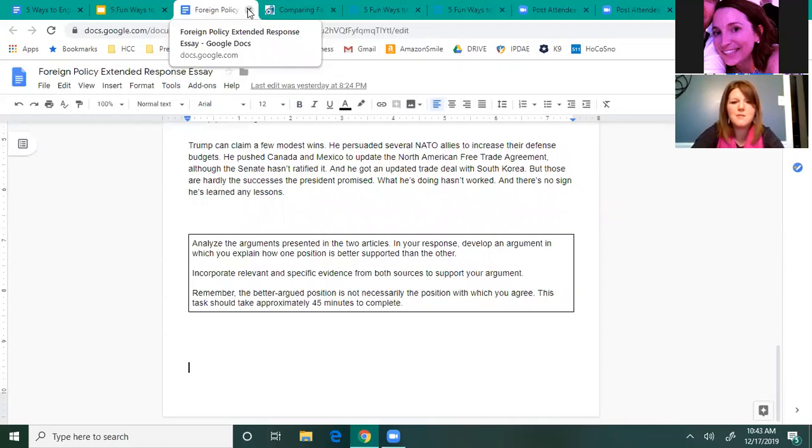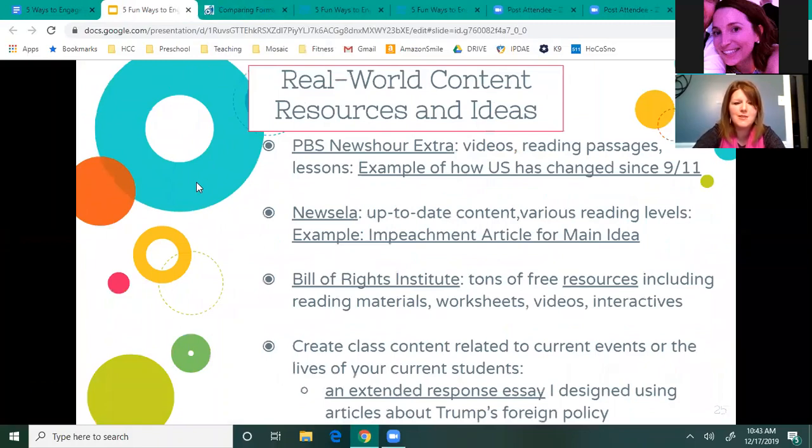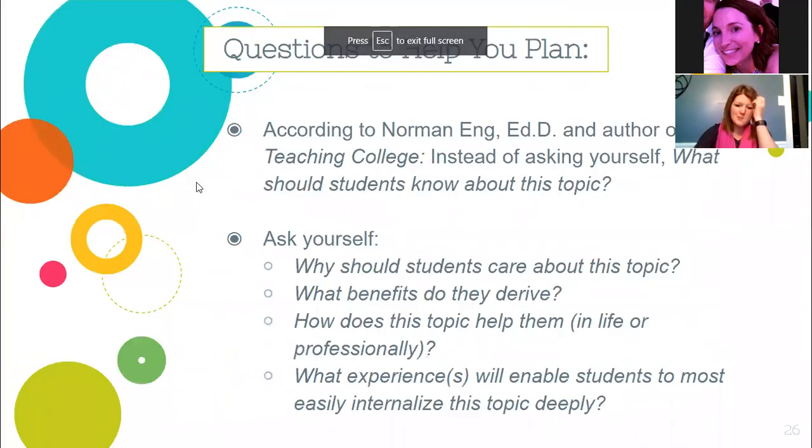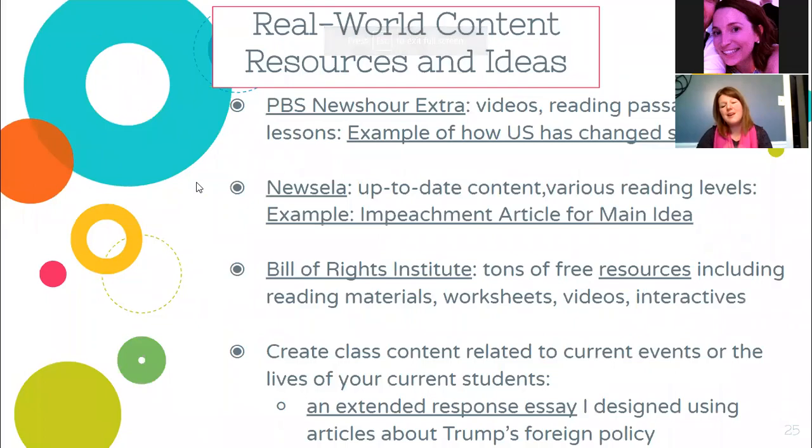So oftentimes I'll use real world content and skew it a little bit because I know my students and I know what they're going to want to side with, just because it's going to help teach them better and it teaches them a little bit about our current events that are happening right now.